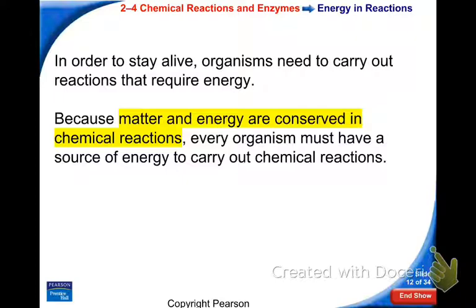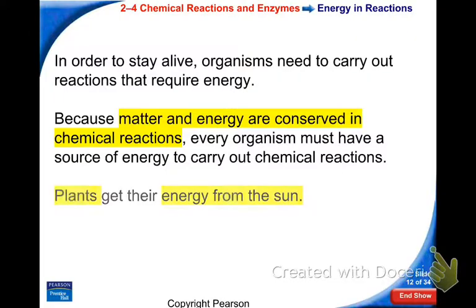That's why eating a healthy, balanced diet is so important. So plants get their energy from the sun. Remember that process, photosynthesis, should sound familiar, where plants take in sunlight and use the chloroplasts and the chlorophyll molecules, and they take in water vapor from the soil, and they use that in order to make sugar, glucose molecules.